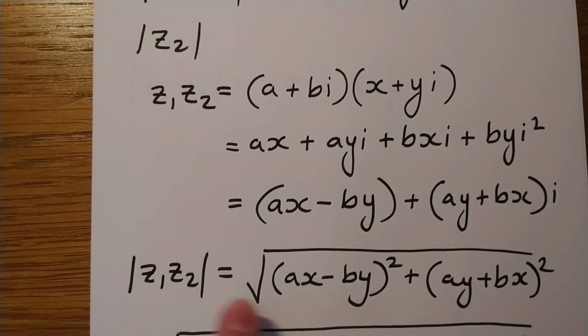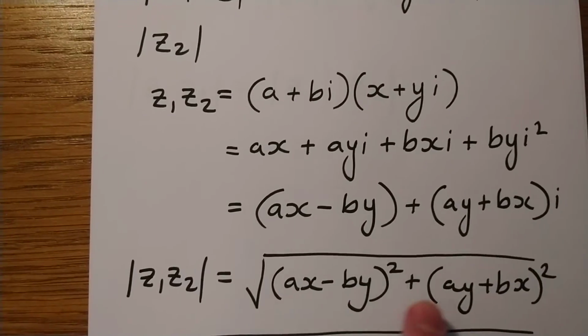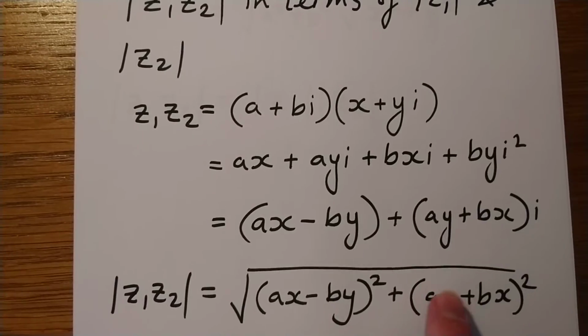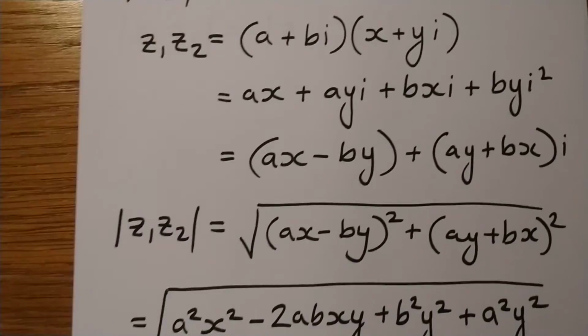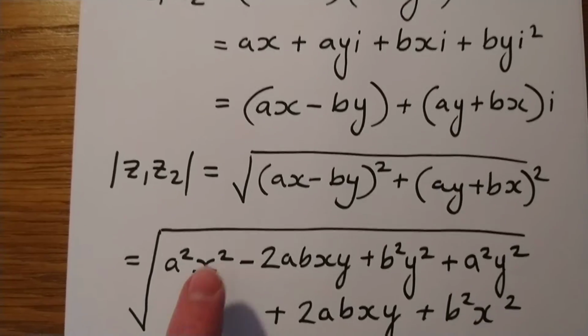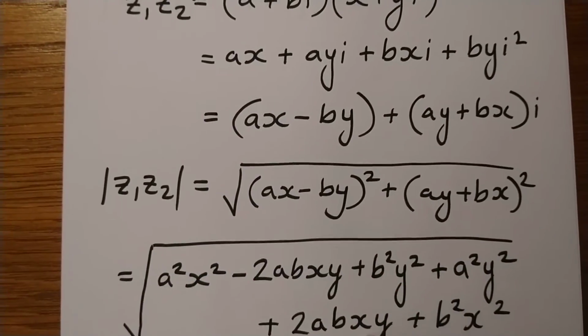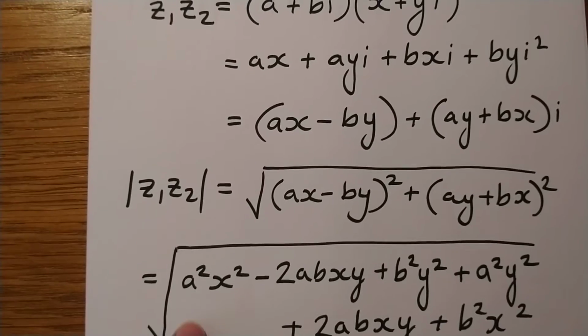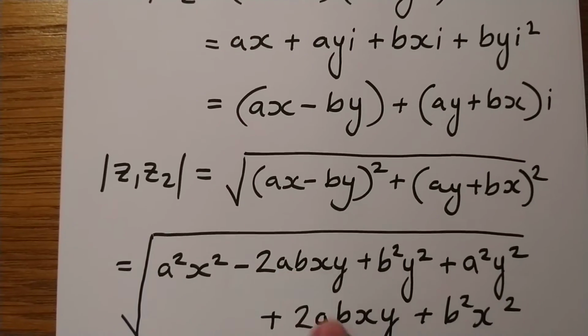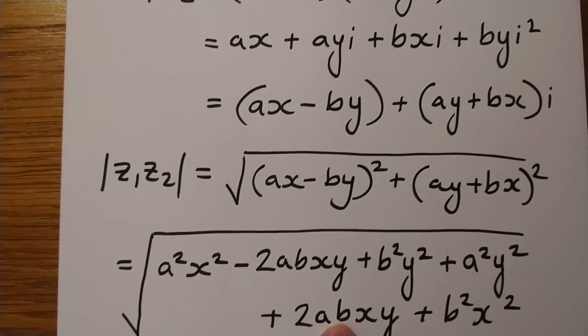So in other words, we take the square of the real part plus the square of the imaginary part and then square root the lot, having added them up. If we multiply out each of those squared brackets, we end up with this rather long algebraic term, all still within the square root. But notice that we've got a term here and a term here that cancel out.